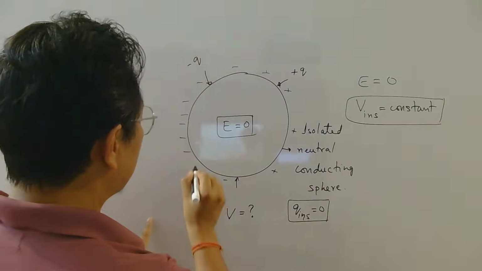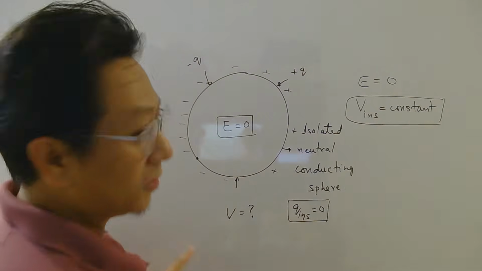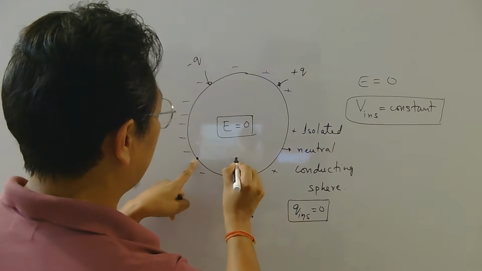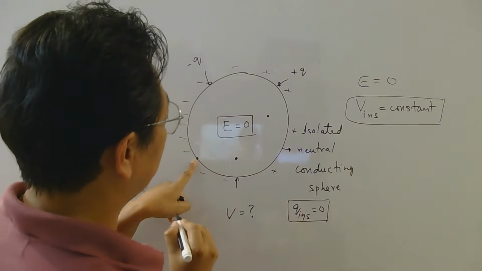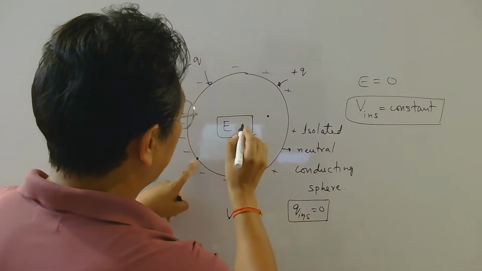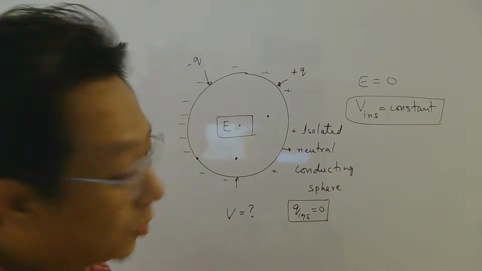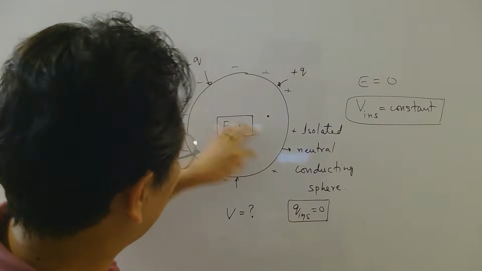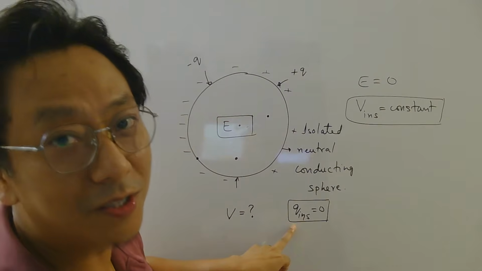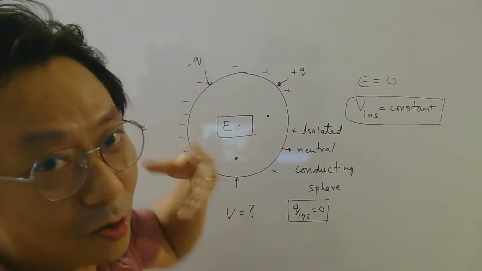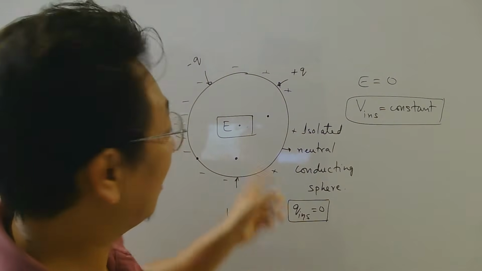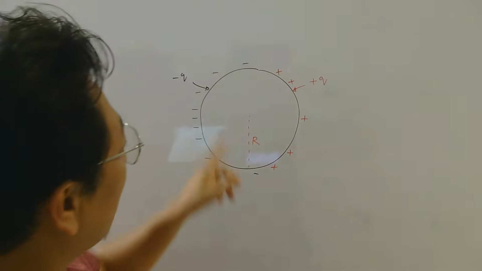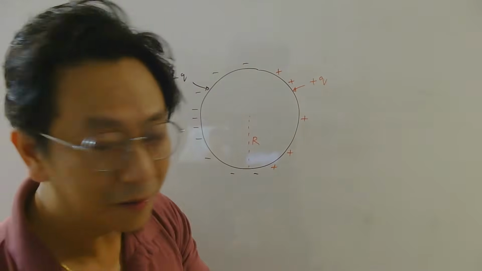So even if they ask you to find potential at this point, you can say that potential at this point will be the same as potential at this point, and the same as potential at the center also, because inside, electric field is 0. That is because inside we have assumed there are no charges, and outside charges cannot create any net electric field inside the conductor.